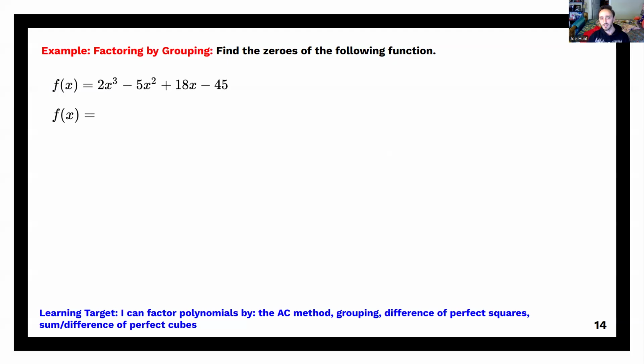F of x is 2x to the third minus 5x squared plus 18x minus 45. And our goal is to find the zeros of that function, find where it hits the x-axis, right? You can totally verify that by graphing. You can go to Desmos or a graphing calculator, punch that in, compare it against the line y equals 0, and you can find every single one of them graphically.